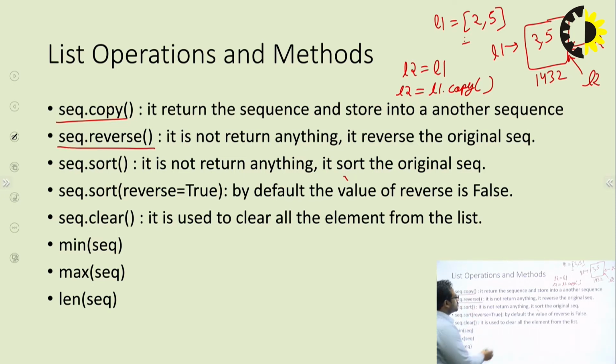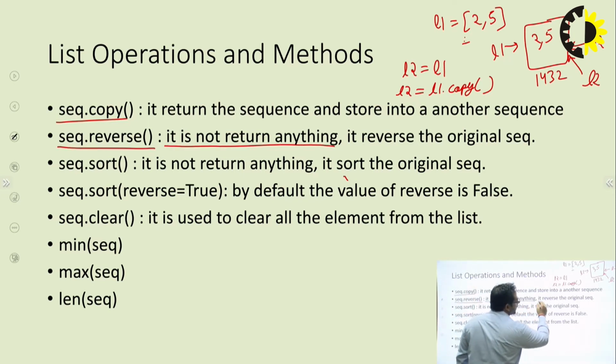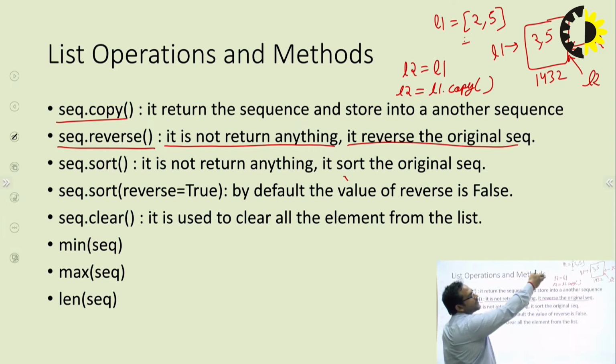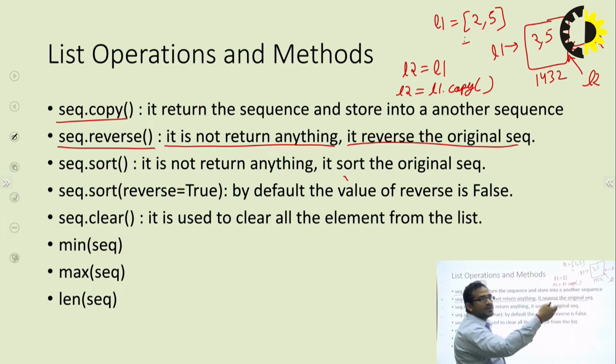Next is reverse. Reverse is basically used to reverse the list. It does not return anything. It just reverses the original sequence. Suppose 2, 5: if you call L1.reverse, it becomes 5, 2.